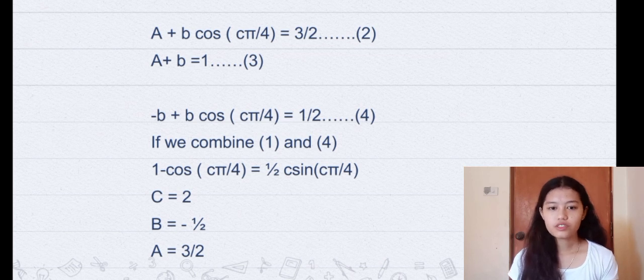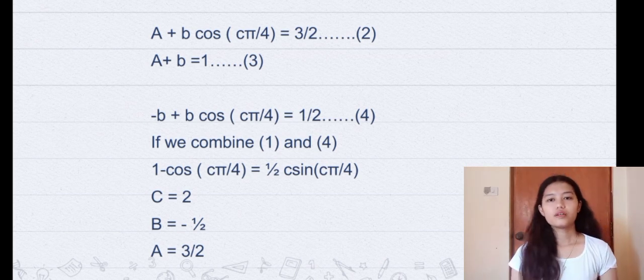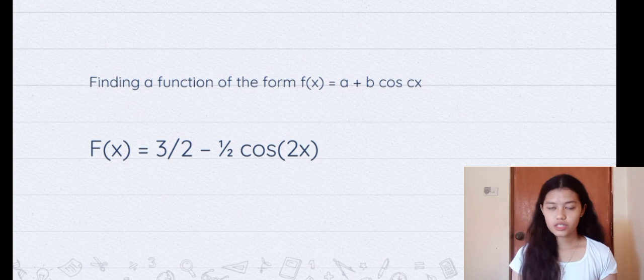So if we substitute it, now we will get b = -1/2, and a = 3/2. If we substitute it into the function of the form f(x) = a + b cos(cx), we will get f(x) = 3/2 - 1/2 cos(2x).